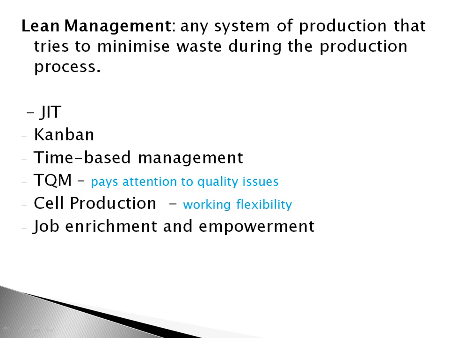Lean management is any system of production that tries to minimize waste during the production process. I'm pretty sure you've probably learned about JIT, Kanban, TQM, cell production, etc. All of those are ways of lean management. So lean management is just in time, it's TQM, it's cell production, it is all of those. The definition was any system of production that tries to minimize waste during the production process. So this helps to cut costs.